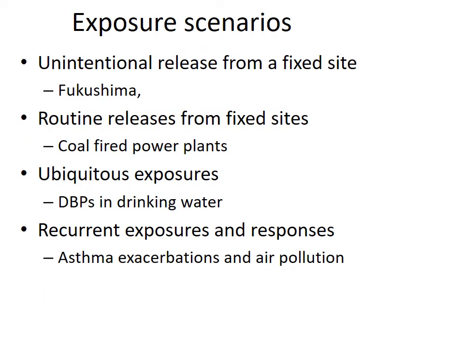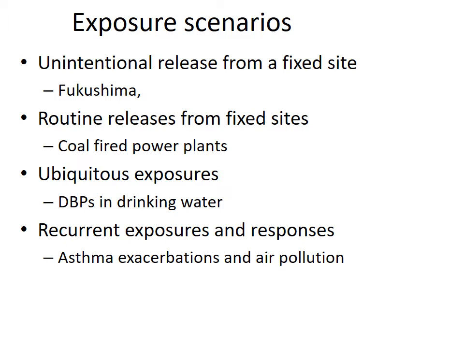When we think about environmental or occupational exposure scenarios, we can think about 4 good examples of common categories. One would be unintentional release from a fixed site. This could include something like a train derailment and release of chemicals, or something as large as what happened in Japan with the Fukushima disaster, where a nuclear reactor melted down and radiation was released into the environment. Think about routine releases from fixed sites, such as coal-fired power plants, or even dry cleaning factories where they may release volatile organic compounds into the air.